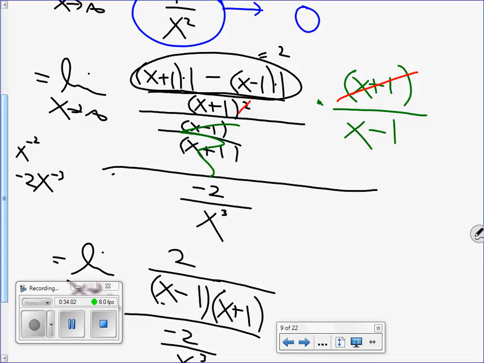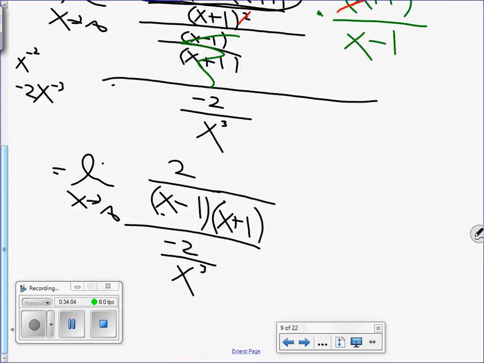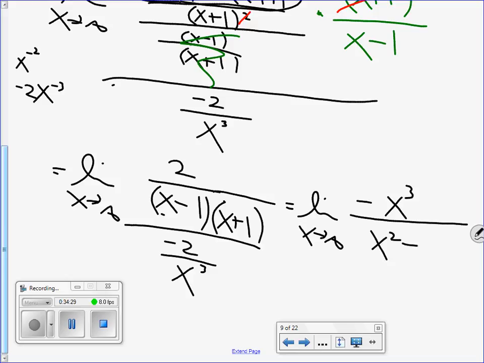Alright? So that's why we get this. Now, if I clean this up some more, the limit as x approaches infinity. You change flip, the 2's will be gone. Let's see, what are we going to be left with? A negative x minus 1, x plus 1. I'm just going to write x squared minus 1, just multiplying them out. Maybe it'll be easier. Okay. Now, this is looking good.